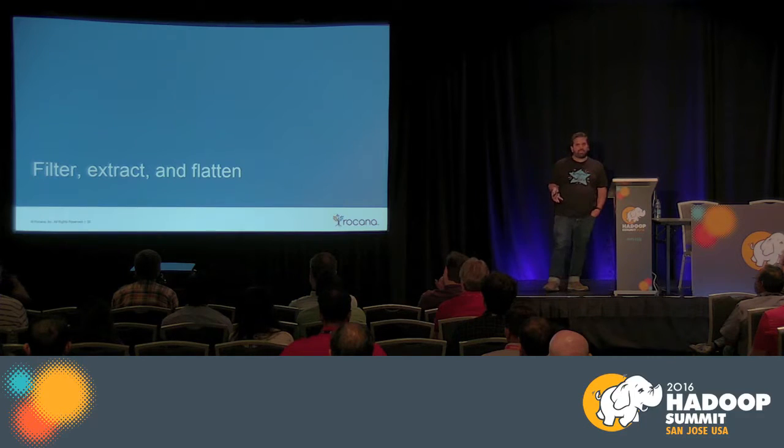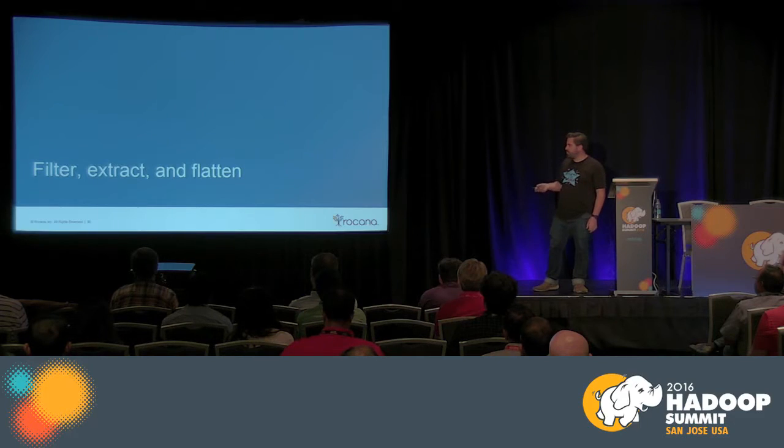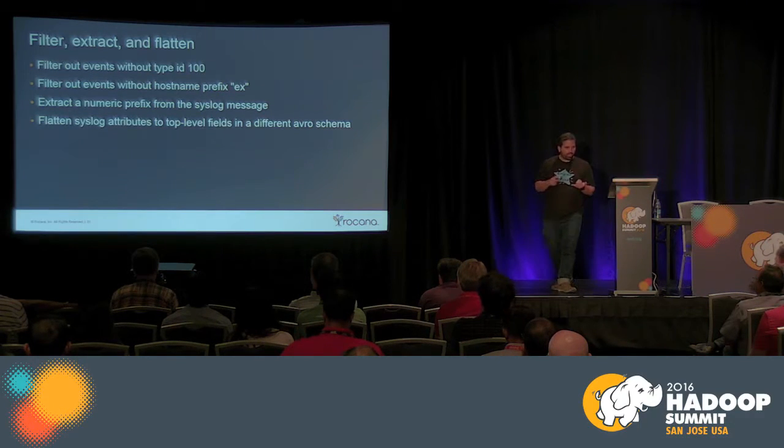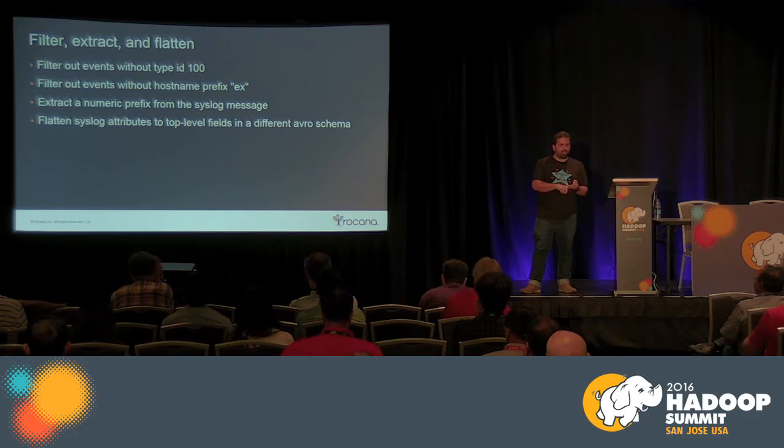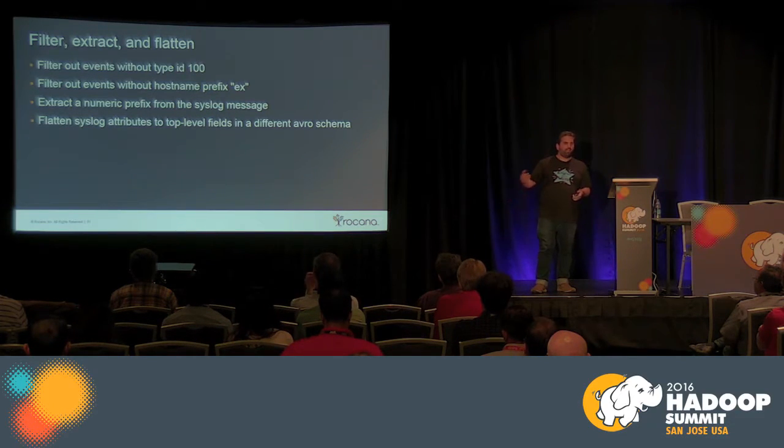So I'm going to show you a couple of examples. The first example is a filter, extract, and flatten use case. So what you want to do is filter out events that don't have the event type ID of 100, filter out events whose host name doesn't begin with the letters EX, and then extract a numeric prefix from the syslog message, and then flatten the syslog attributes and top-level fields into a different Avro schema. The real use case here is that you want to bring in certain types of syslog messages and ultimately feed them into a table that you can then process with your SQL data tools.